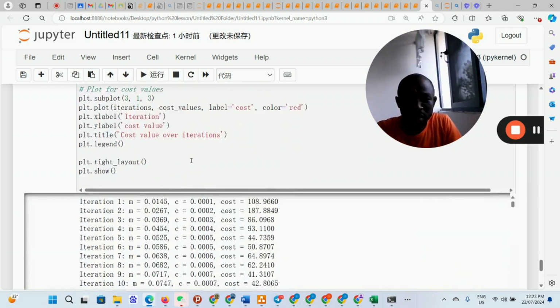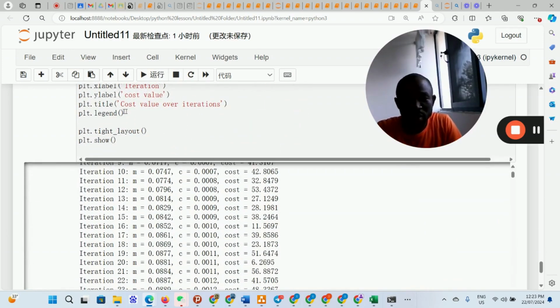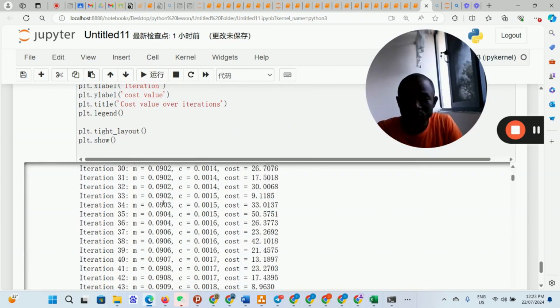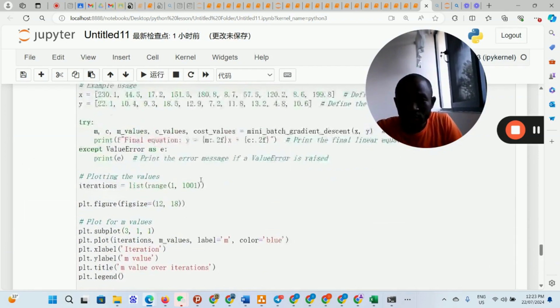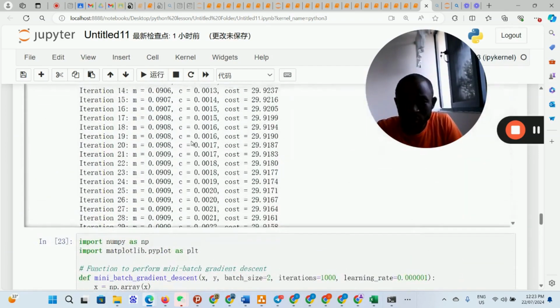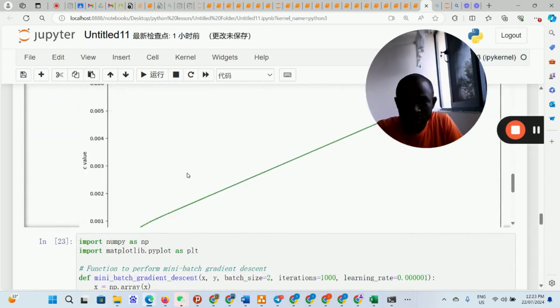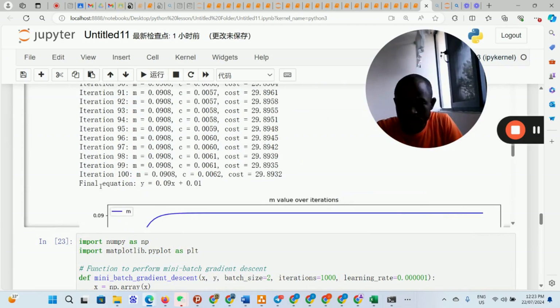Okay, so when we run this program, we have run the mini batch gradient descent. All the formulas remain the same as the first one, which is why we don't explain this second one too much. So compare the first one, the line. What is this line? This final equation of the line is y equals 0.09x plus 0.01.